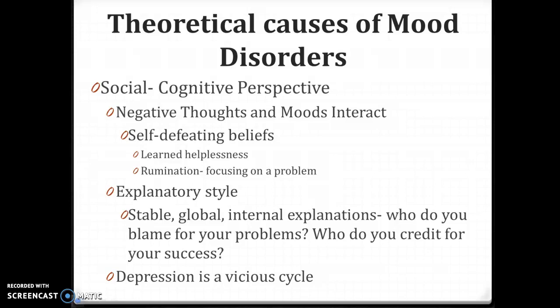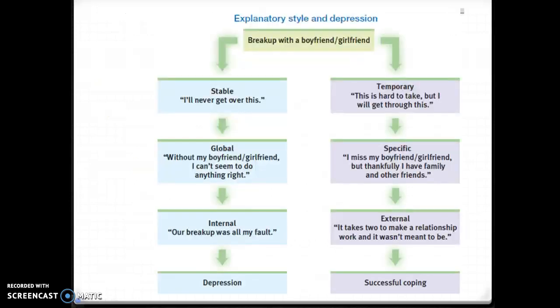And then depression is a vicious cycle. We'll look at that in a minute. Here's the explanatory style and depression. So the example they give here is breaking up with a boyfriend or girlfriend. If it's stable, I'll never get over this. If it's seen as temporary, this is hard to take, but I will get through this.